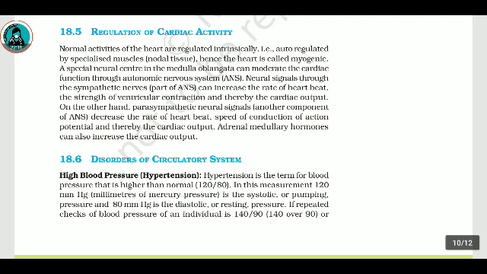Neural signals through the sympathetic part of ANS can increase the rate of heartbeat, the strength of ventricular contraction, and thereby the cardiac output. On the other hand, parasympathetic neural signals, another component of ANS, decrease the rate of heartbeat, the speed of conduction of the action potential, and thereby the cardiac output. Adrenal medullary hormones can also increase the cardiac output.